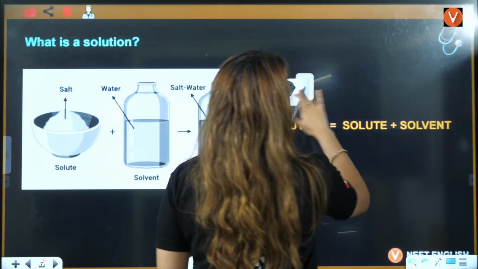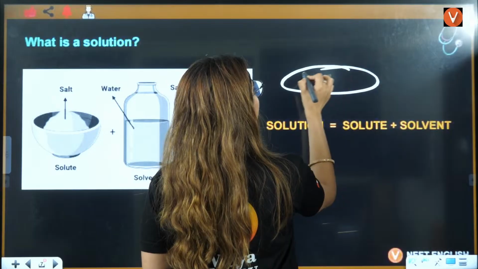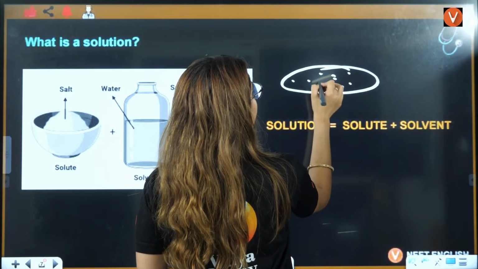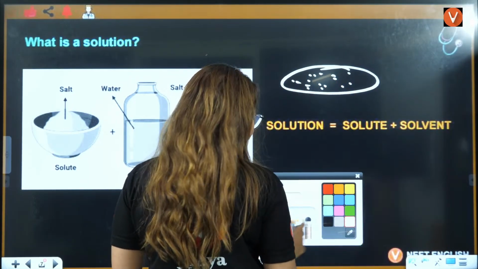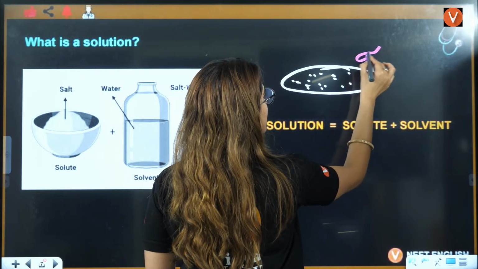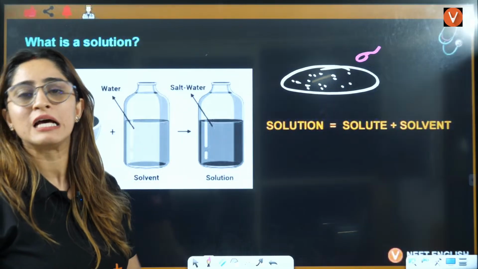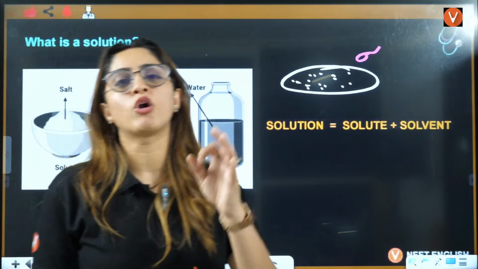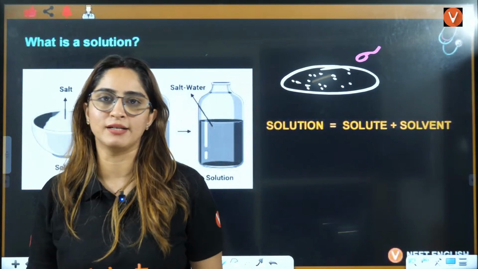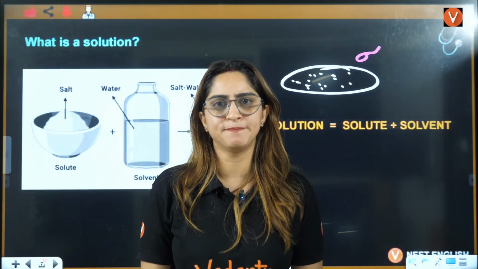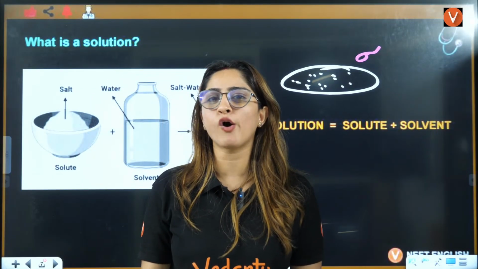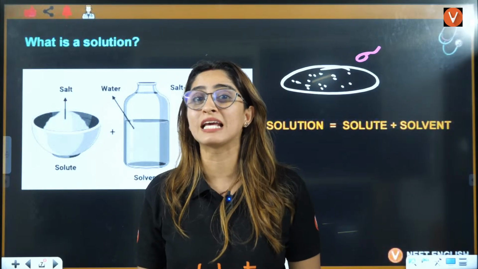But tell me one thing, if you have a plate full of sugar, and you're adding just one tablespoon of water or two tablespoons of water, now tell me, what is the solute, what is the solvent? Now you'll be like, that means it's not like always solid is the solute, always liquid is the solvent.